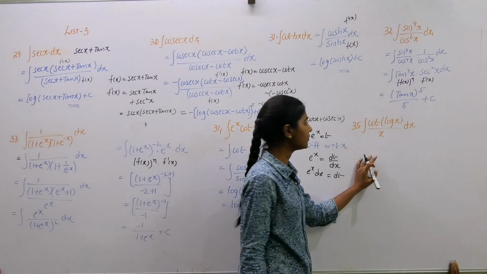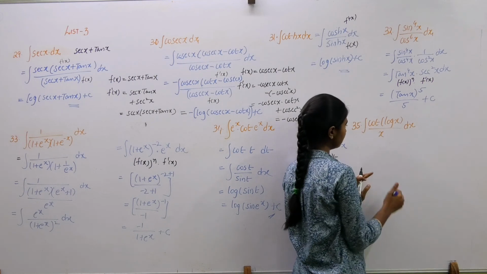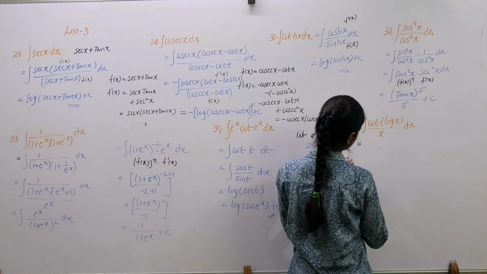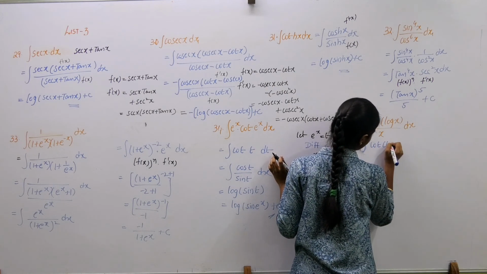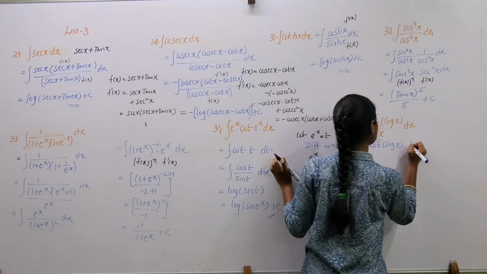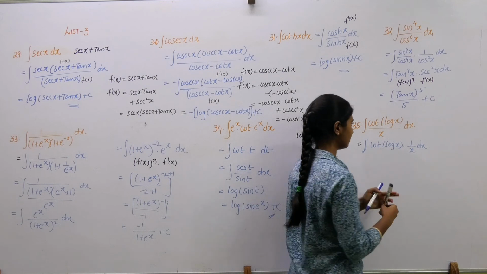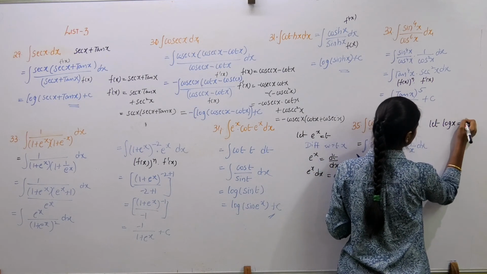Next, 35th one. Integral cot of log x by x dx. First, we can write this as integral cot of log x into 1 by x dx. We go for the substitution method. Let log x be equal to t.